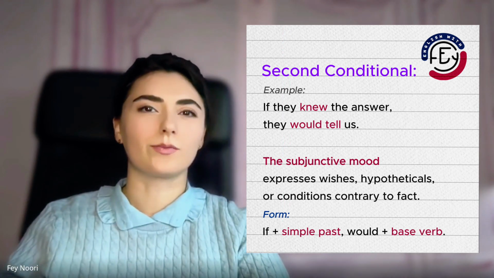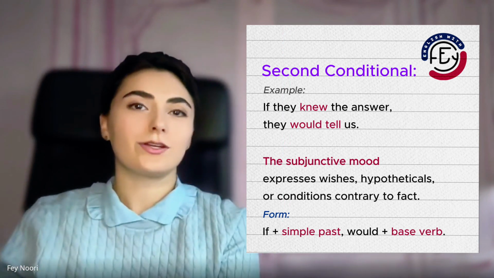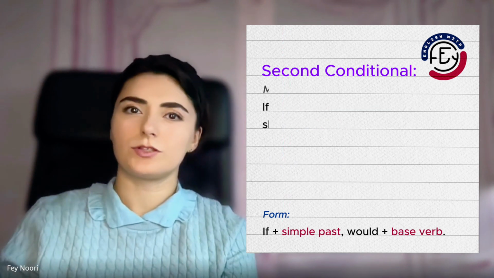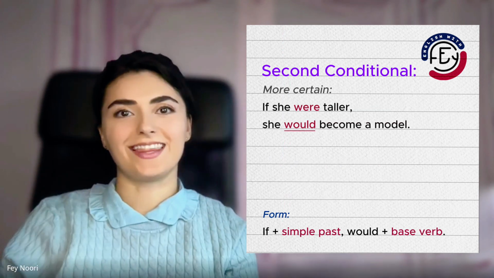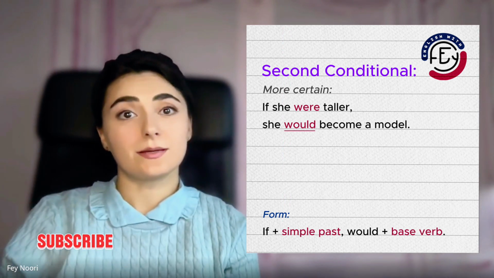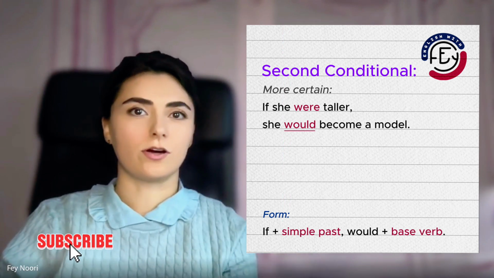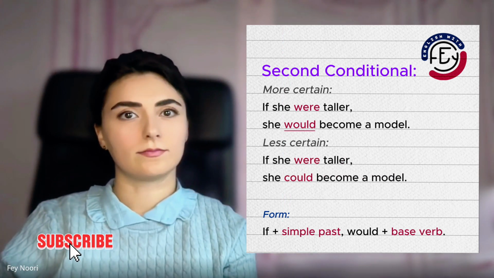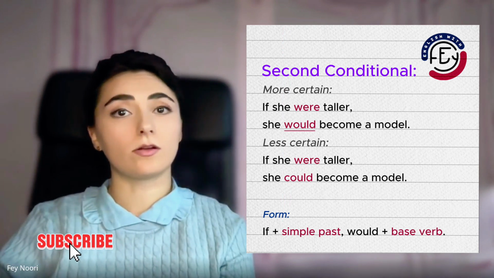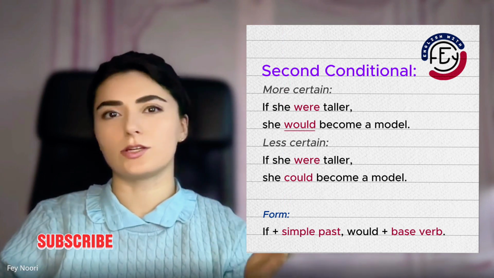To have a more well-rounded understanding of the second type conditionals, it's also good to know that you can use it with other modals. For example, if she were taller, she could become a model. In the second conditional, you don't always have to use would in the main clause. Sometimes you want to convey less certainty. So if she were taller, she would become a model is more certain than if she were taller, she could become a model. Here we're not that certain. We're just suggesting that this could be a possibility.